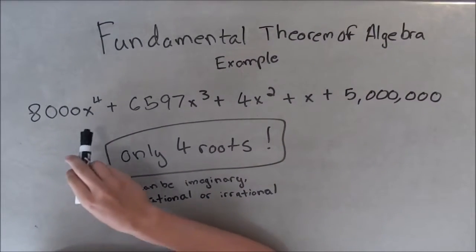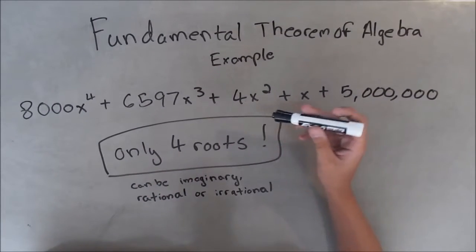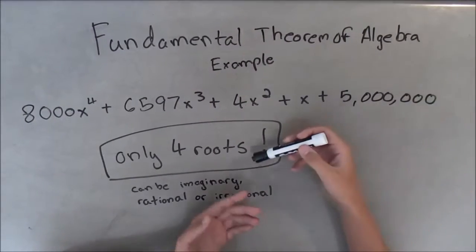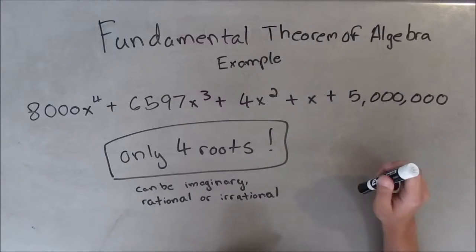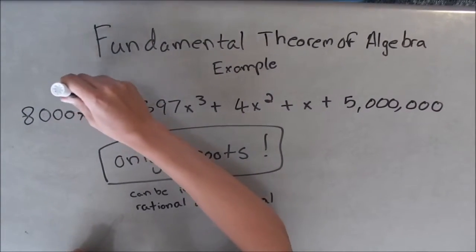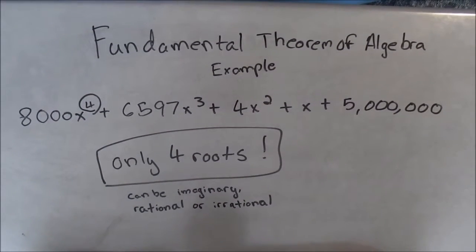So it's 8,000 x to the 4th plus 6,597 x to the 3rd plus 4x squared plus x plus 5 million. It only has 4 roots, so those can be imaginary, rational, or irrational, and how you could know this is just by this right here. It's all you need to know using the fundamental theorem of algebra.